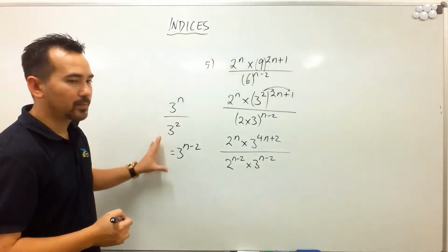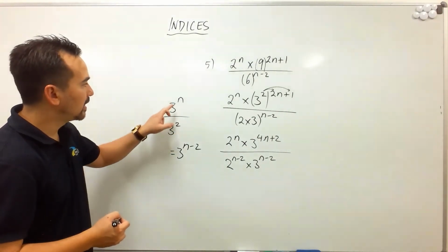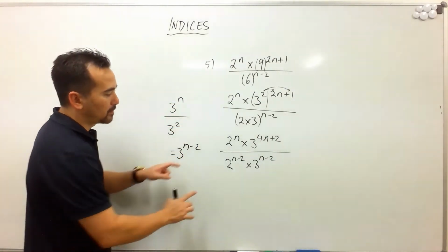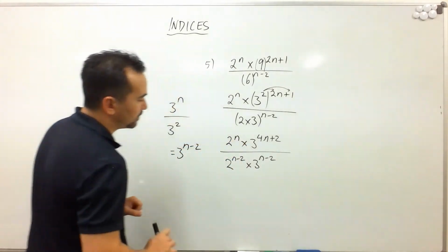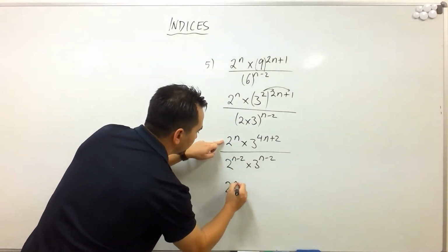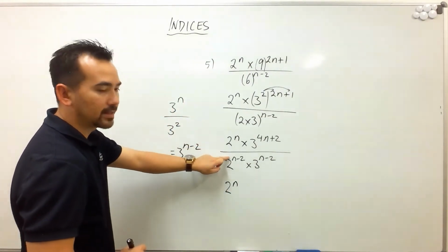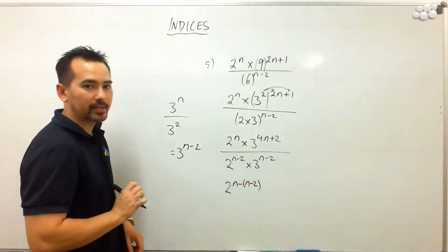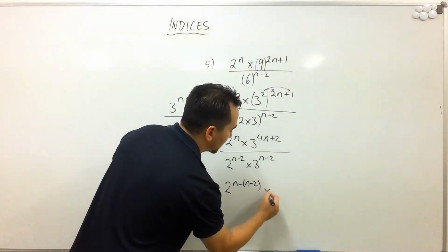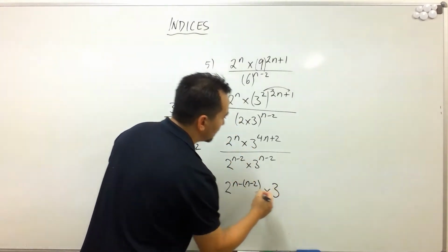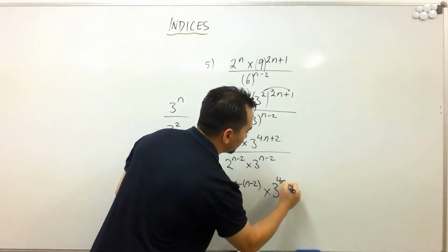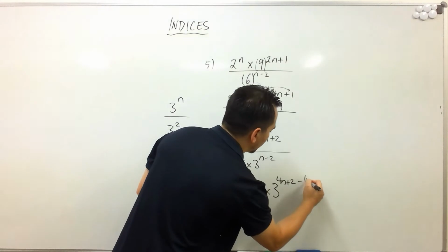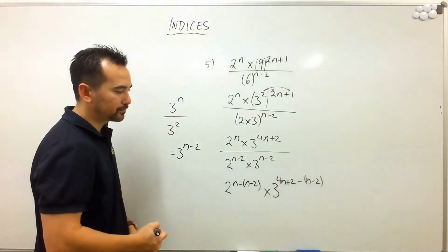Alright, so this is where I'm going to start to apply this concept right here. That n subtract 2 becomes my new power. So, putting the 2's together and putting the 3's together, I have 2 to the power n, and then I'm going to subtract this power, n take away 2, and I'm going to use brackets because there's a negative there and that's going to affect our answer, times 3 to the power 4n plus 2, and I'm going to subtract this power here also using brackets, n take away 2, like so.